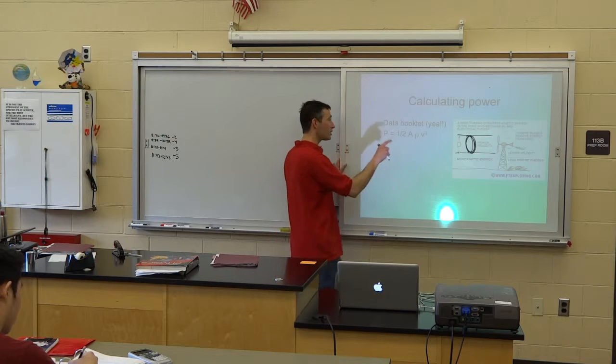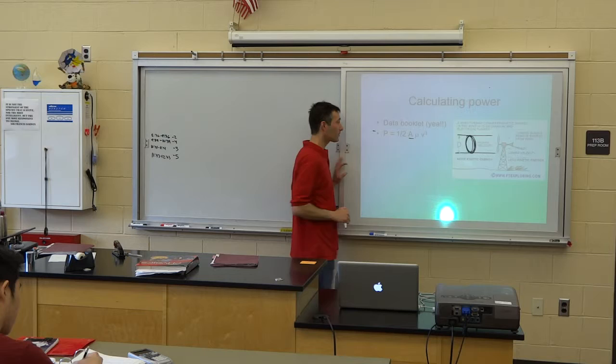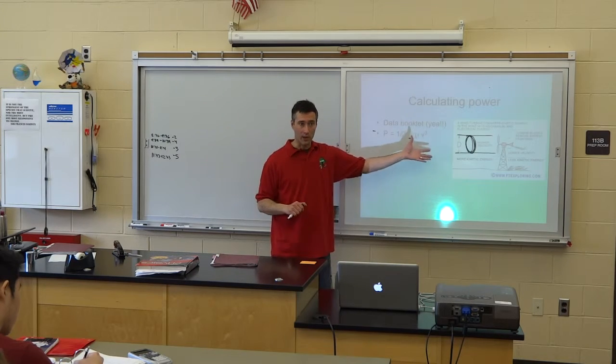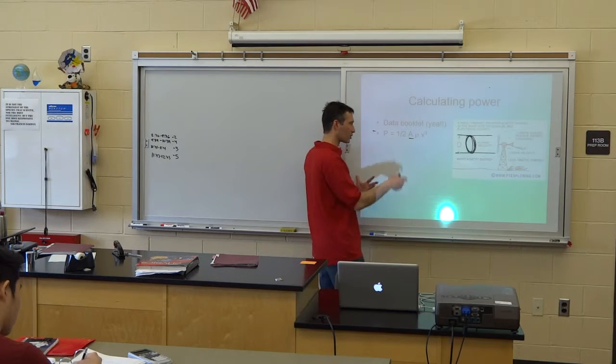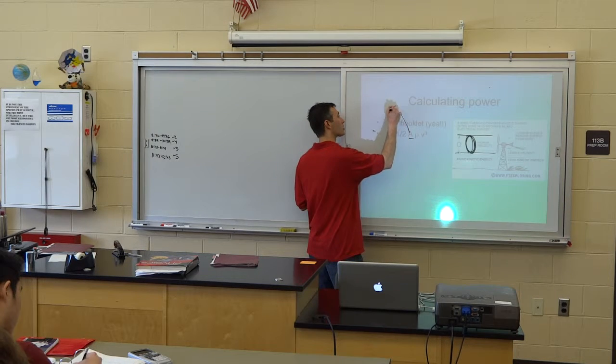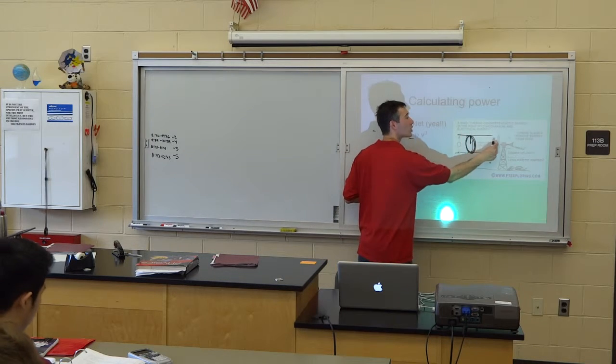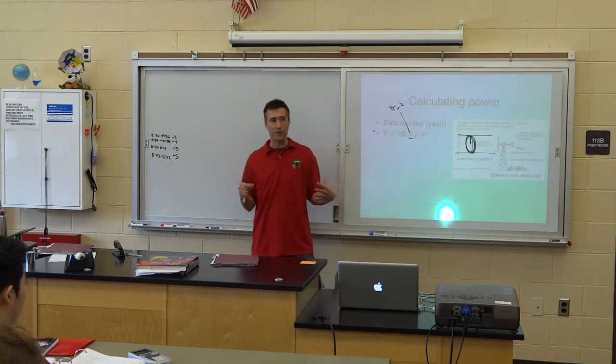So the equation that we see in our data booklet only has 3 terms in it. We have A, which is that cross-sectional area. And what is the area of a circle? Pi r squared. So that's just going to be pi r squared, where r is the radius of the circle, which is also the length of the turbine blade.